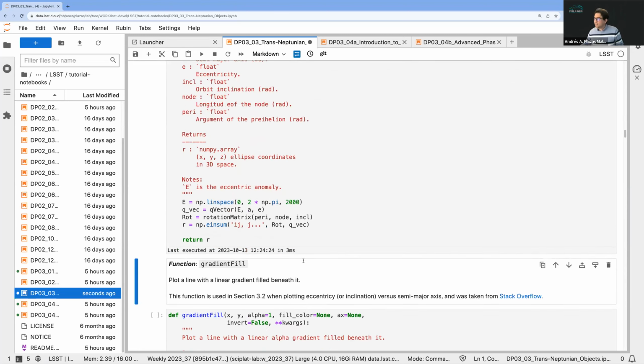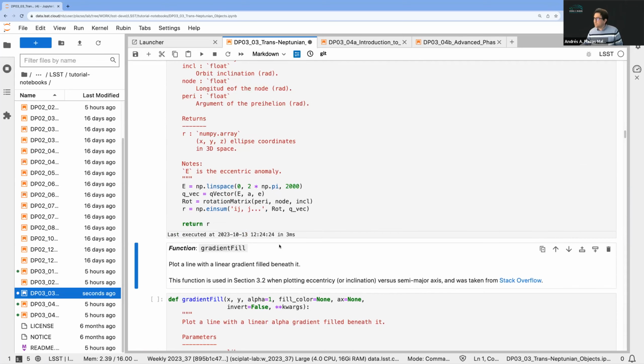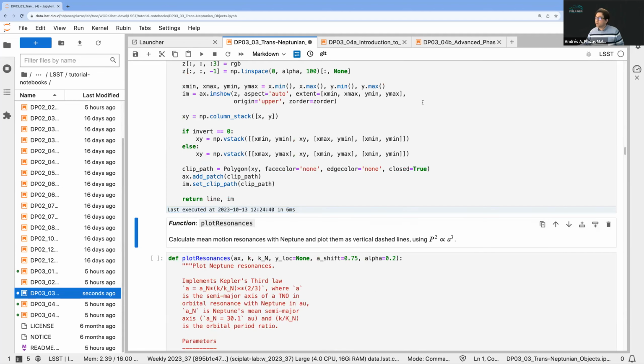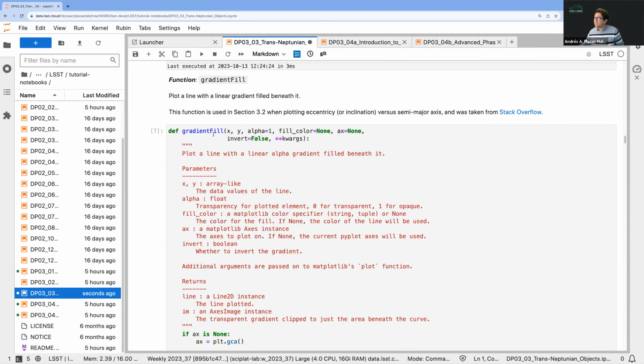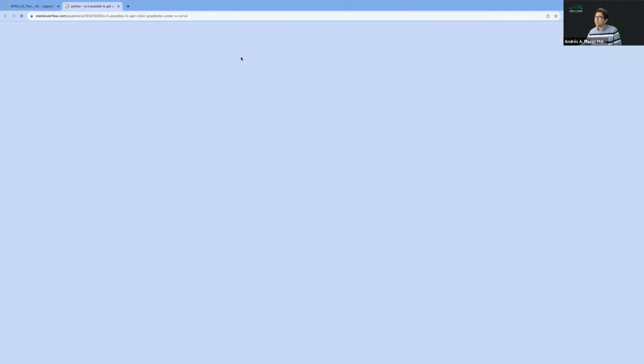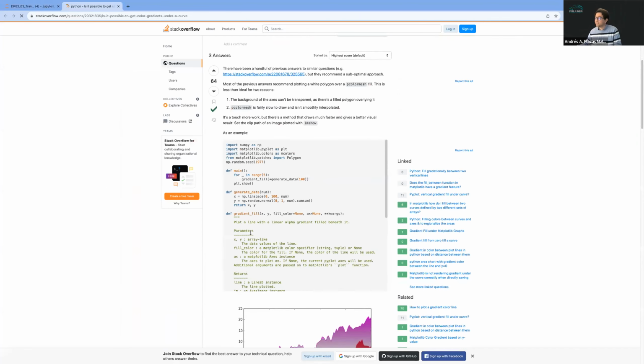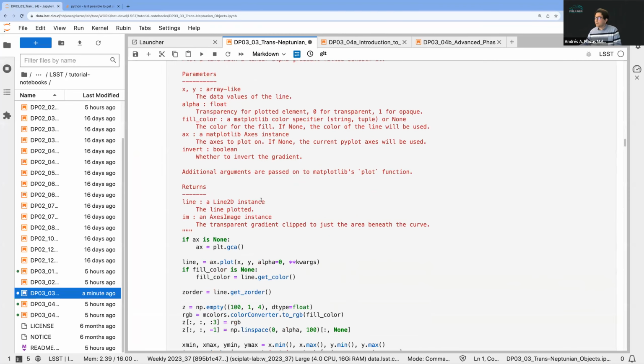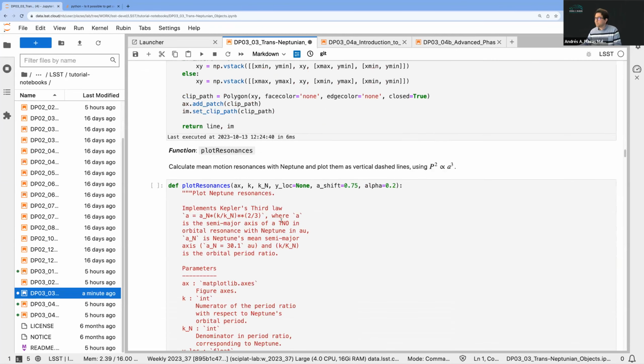Okay, so these are the helper functions that are doing those coordinate transformations, and then we're going to have a few other helper functions just to make our plots a little bit prettier and a little bit more complex. You're going to see what I'm talking about. I don't want to go into a lot of detail on this gradient field function, but it's basically a function taken from Stack Overflow, and it gives us a nice color gradient under a certain curve. Again, it's a helper function to make our plots look a little bit different.